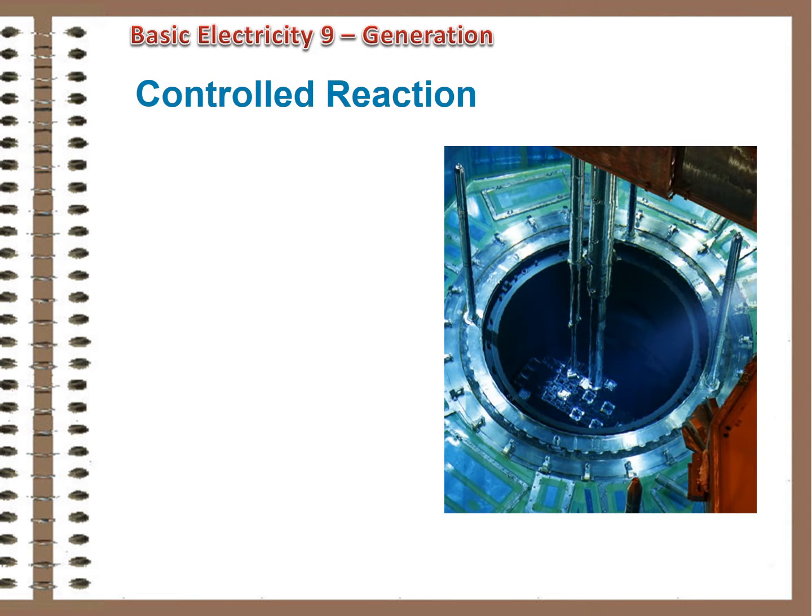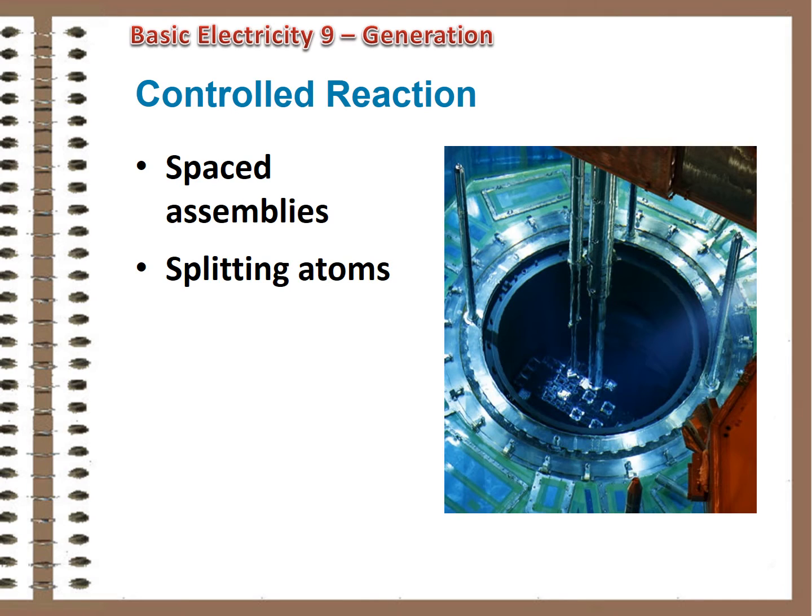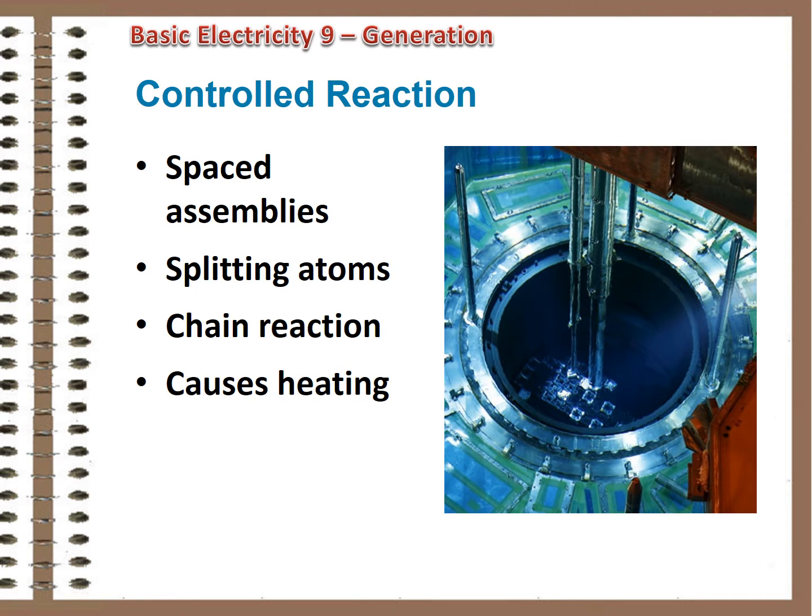The assemblies are arranged and spaced so that an injection of additional particles causes atoms to split, and the constituents strike additional atoms, causing them to split, and so on in what's called a chain reaction. The high energies of the released particles as they collide with surrounding atoms cause them to vibrate, and that's manifested as an increase in temperature. Control rods absorb some of the particles and are used to control the rate of heat release.